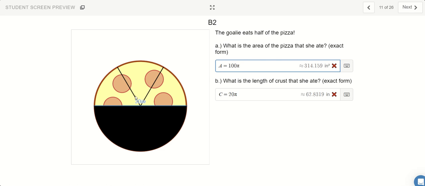Okay, so if I want half of this circle, I can multiply the whole thing by 0.5. I want 50% of what's there. And if the whole crust goes all the way around, if I want half the crust, I can multiply this by 0.5. So this is what it means to get a percentage or a fraction of the whole circle. I don't want the whole circle, I just want half of it. This is the whole circumference, and I just want half of it.